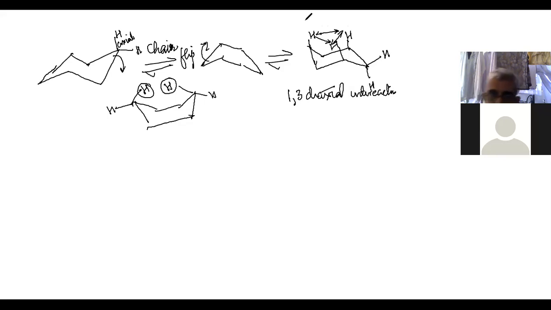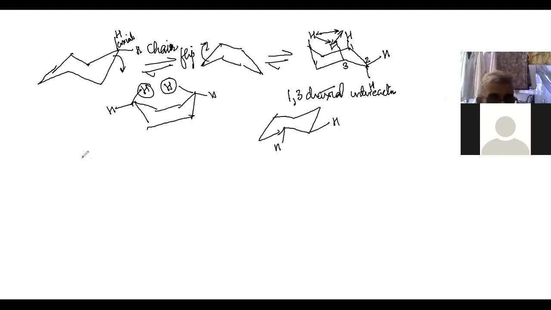What is the meaning of 1,3? If you count from this carbon to this carbon, this is 1, 2, 3. So that is what is called 1,3 diaxial interaction: interaction between two axial bonds on one carbon and the alternate carbon. That is not the case with equatorial bonds. Look at the equatorial bonds. This is one equatorial bond, this is the next. No interaction. They point like wings. So this is axial and equatorial bonds, and I have already told you equatorial bonds are more stable.